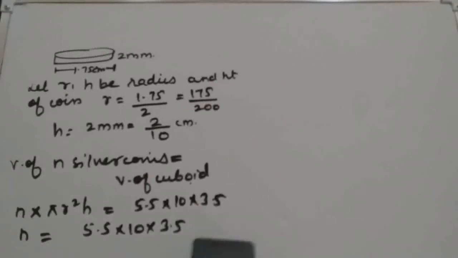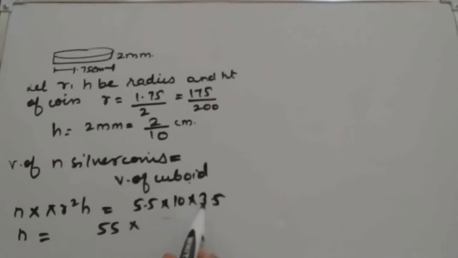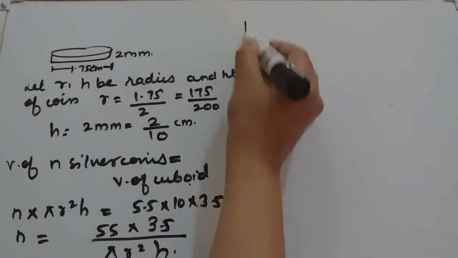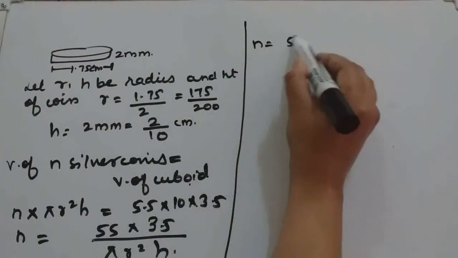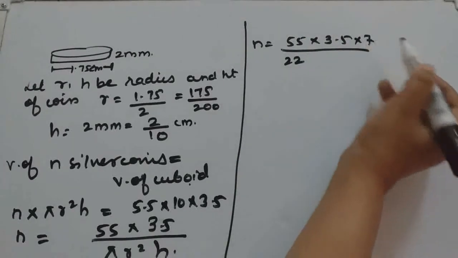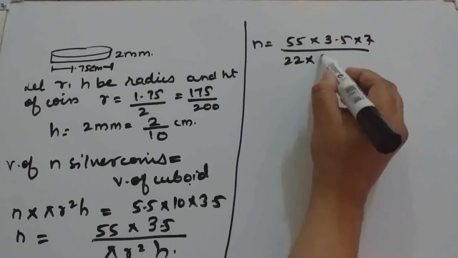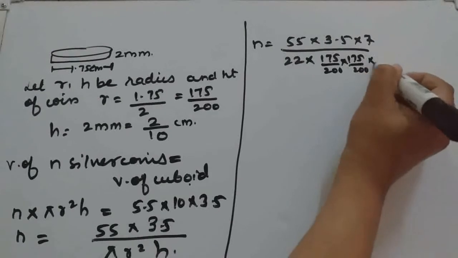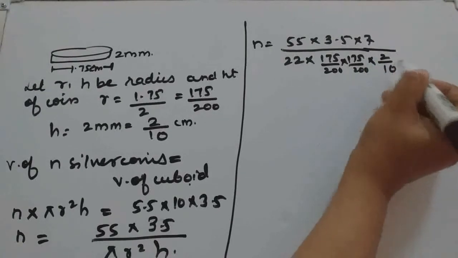See, this 110 will go with one of the numbers. This decimal we can shift once here, and this 3.5 will be the same, divided by pi r square h. So n will be 55 into 3.5. Pi means 22 by 7, so 7 will go up. R square means 175 by 200, 175 by 200, into h is 2 by 10.